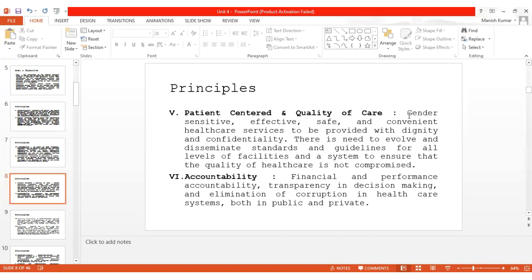Apart from NQAS, are there other standards which you are aware of? Sir, Kayakalp is one of them. Suman is also there. Okay, Kayakalp is there, Suman is there, very good. Anything else? Lakshya is also there, sir. Okay, Lakshya is there. Then there is a new accreditation system which is known as Muskan. Yes, sir, related to child and neonatal health.